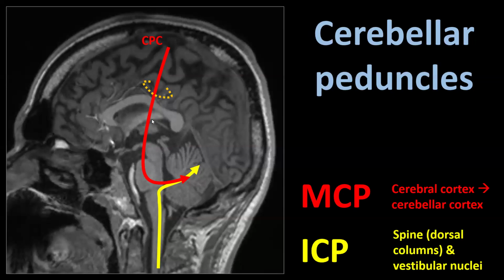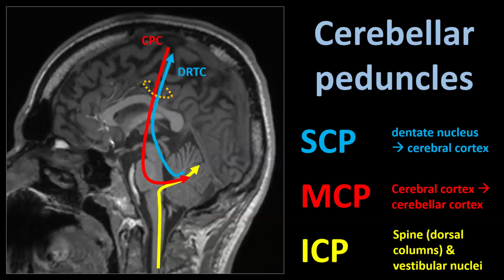Based on the incoming motor information and the incoming sensory information, the cerebellum can see if the planned movement corresponds with the executed movement. And if not, it can try to correct it. The information about whether or not the movement is correct is relayed back to the cerebral cortex through the superior cerebellar peduncle. This information mainly comes from the cerebellar nuclei, mainly the dentate nucleus, and is carried to the thalamus and the cerebral cortex.